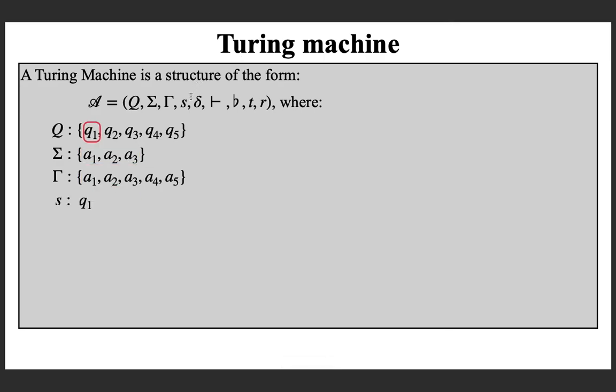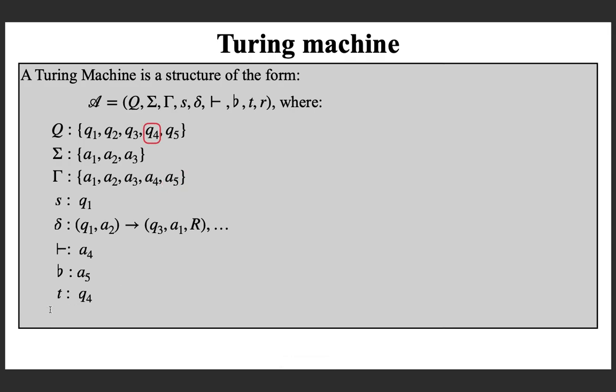Then the next component is the start state, which is an element of Q. Then we have the transition function: from the current state for the current tape symbol, what is the next state? What symbol is going to replace the current symbol, and what is the direction of move? That is the transition function. You can have finitely many transitions. And next is the left-hand marker, which must be a tape symbol, let us say A4. And the next one is the blank symbol, again a tape symbol.